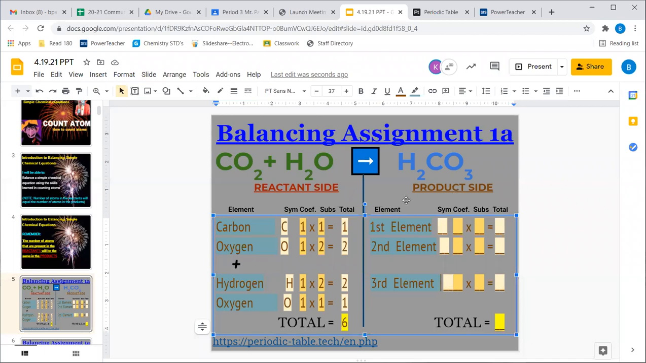So therefore, we can start with naming the atoms on the product side. We've already got it done. So an easy way to do this would just be copy and paste. Hang on, folks. Here we go.